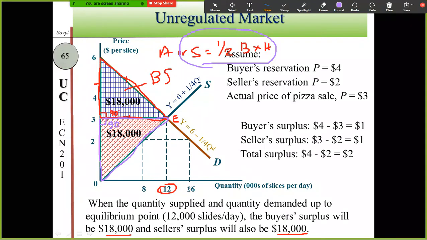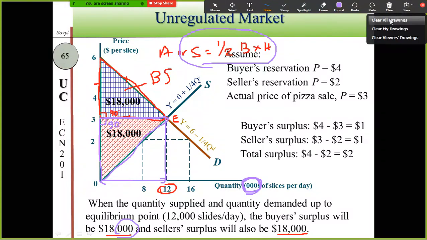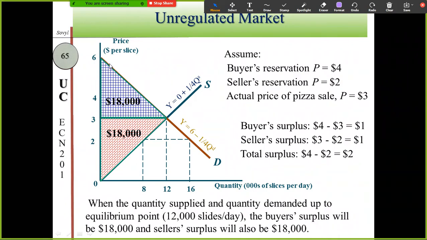As a reminder, why do we get 18,000? Because this is 12, and 12 multiplied by 2 and divided by 2 gives 18,000. You will not find 18,000 if you do not include these units. So this is total surplus. This is only one unit's surplus of the buyer and one unit's surplus of the seller. But in the market, not only one buyer buys and not only one seller sells. There are many buyers and many sellers together. So what is total surplus? You add the two of them together. This is total market surplus.